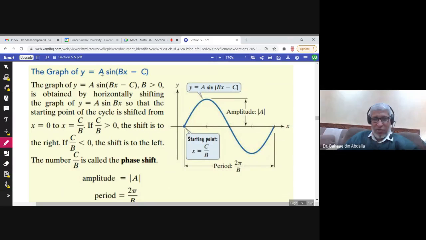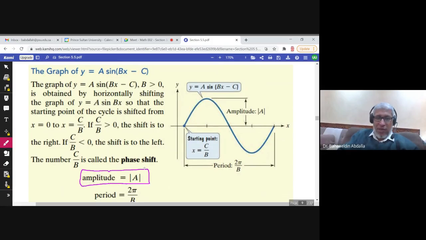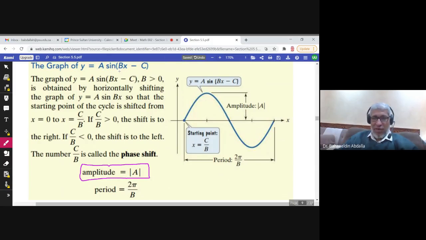Our talk today is about how to graph y equals a times sine bx minus c. Now a, as we mentioned in the previous lecture, will determine the amplitude, because the amplitude is the absolute value of a. B, the coefficient of x, will determine the period. So to find the period, you divide 2 pi over b, where b is the coefficient of x.